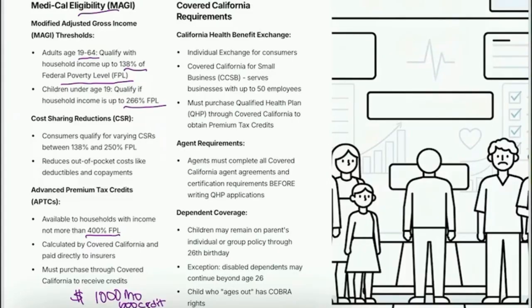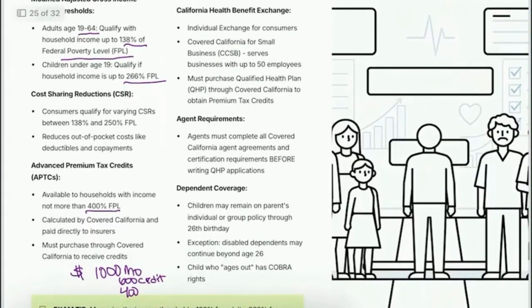And dependent coverage, children may remain on parents' individual or group policy through their 26th birthday. Disabled dependents may continue beyond age 26, and a child who ages out has COBRA rights. Right? Not every state offers that, but California is one of them that does.